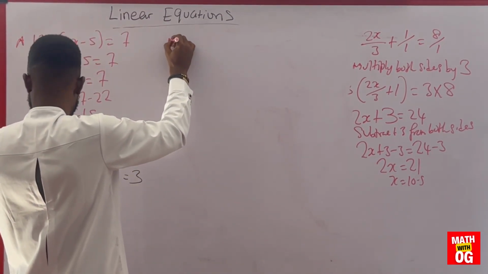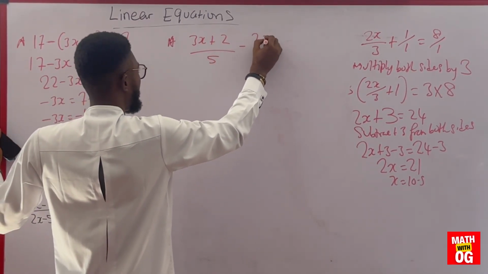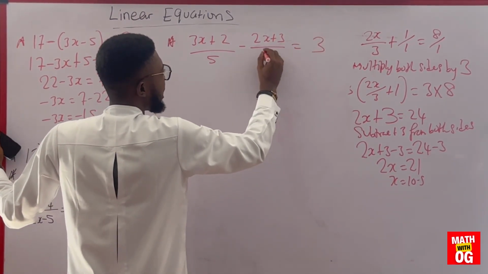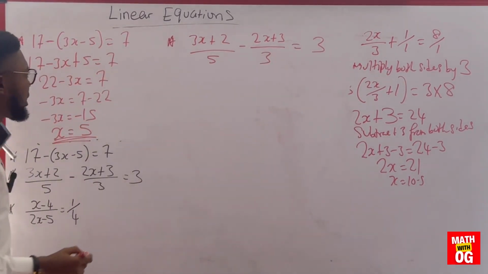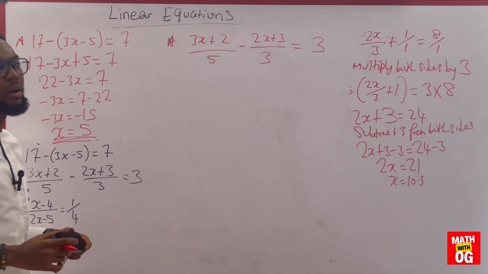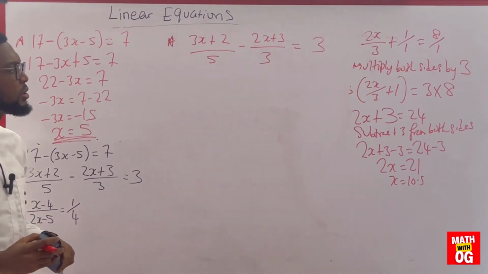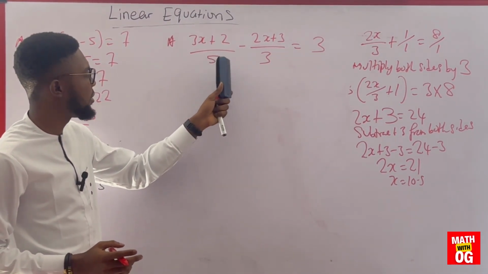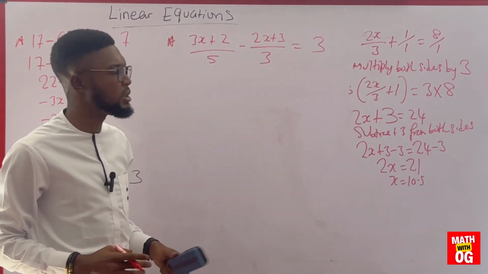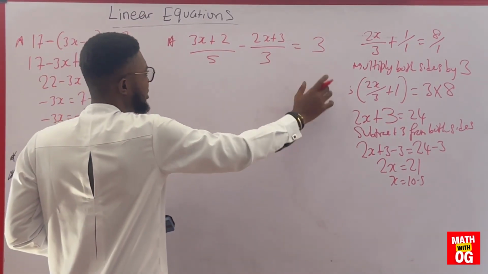Now next question. You have (3x + 2)/5 − (2x + 3)/3 = 3. Now, this is similar to what we solved earlier, where I said whenever you have a denominator that has a fraction, multiply through by the LCM of the denominators. So the denominator here is 5, here is 3, and here is 1. So the LCM of 5, 3, and 1 is 15. The whole essence of multiplying through by the LCM is to get rid of the denominators.